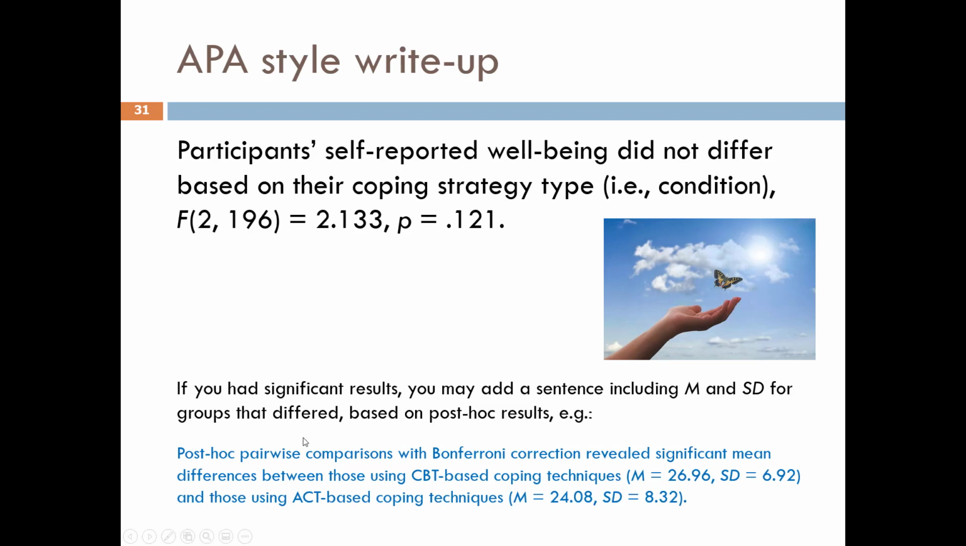In this case, post-hoc comparisons using Bonferroni correction revealed, let's say, this is all hypothetical, this is not true based on what we have from the data, but this is a way in which you can write it up. You can give them the mean and the standard deviation for one group that differed from the other, and just mention those group differences so that people can see what groups differed and in which direction, so which group scored higher or lower. Again, this is all hypothetical, but if you had significant results, then here's an example of how to write it up.